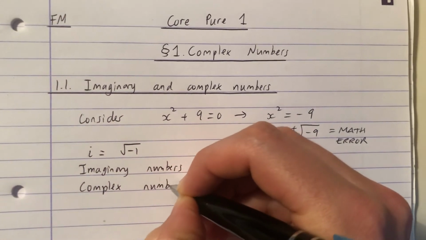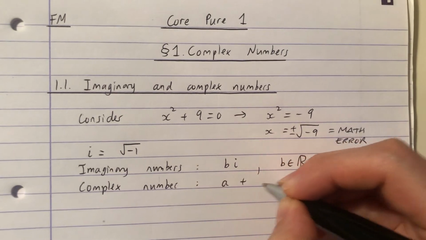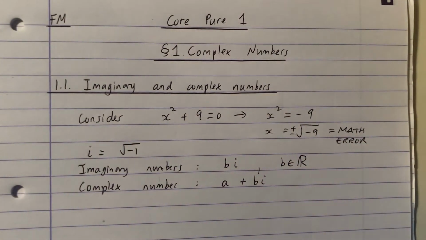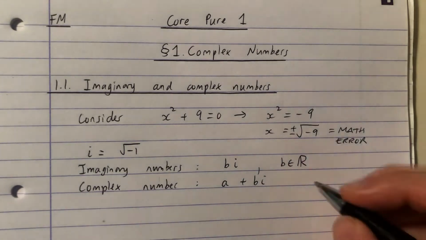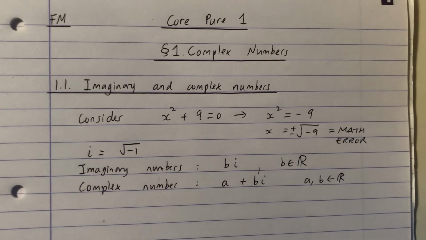And then the concept of something called a complex number, which is a real number plus an imaginary number. So a plus bi. So the a and the b, the coefficients, represent real numbers. So that could be something like 6 plus 5i, 3 minus 2i, root 5 minus root 3i, and so on. So you've got something now called a complex number.